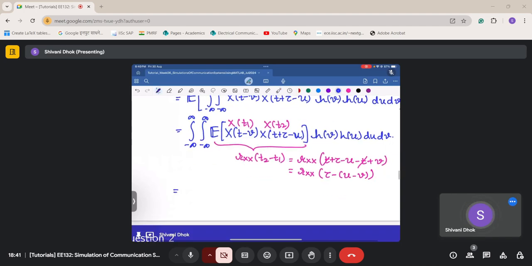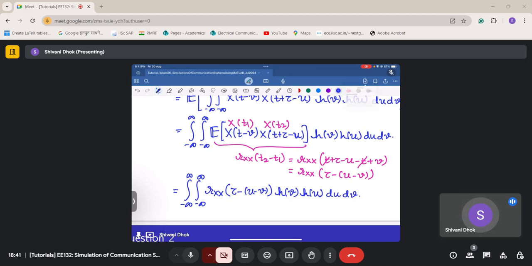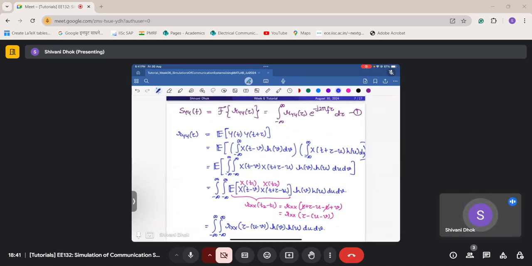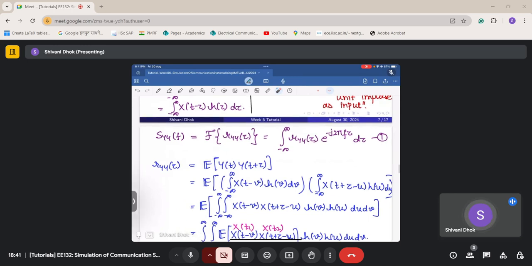So what will we get? We'll get integral from minus infinity to infinity, integral from minus infinity to infinity, Rxx of (tau minus u minus v), h of v into h of u du dv. So this is the final thing that we can do with this particular equation. But we know another relation, that is this particular equation here. That is, Syy of f is the Fourier transform of your Ryy of tau. And this is the equation that we have here.